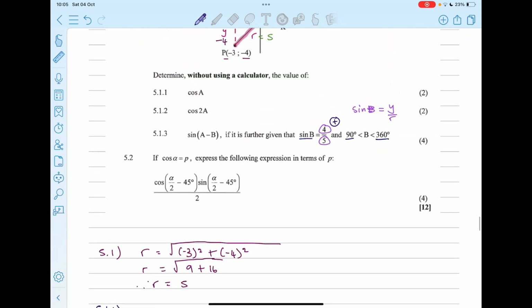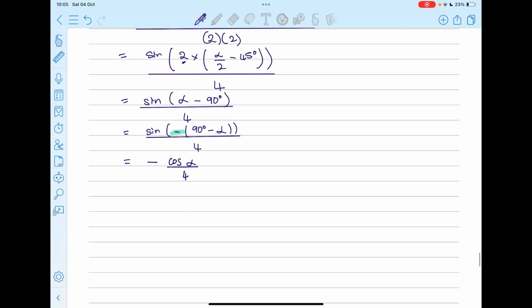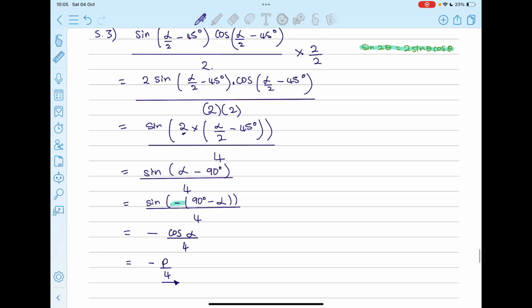We are actually almost there, because in our question we are told cos alpha is equal to p. So our final answer will be negative p over 4. And that's it.